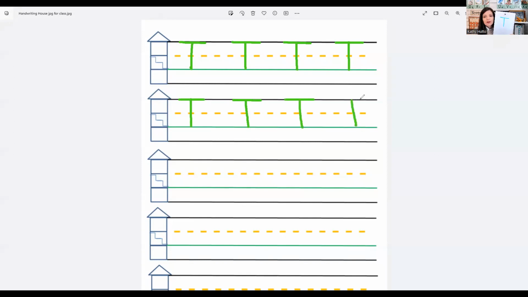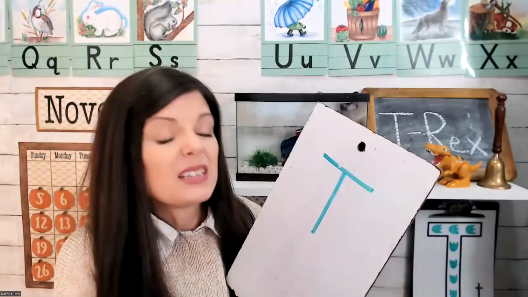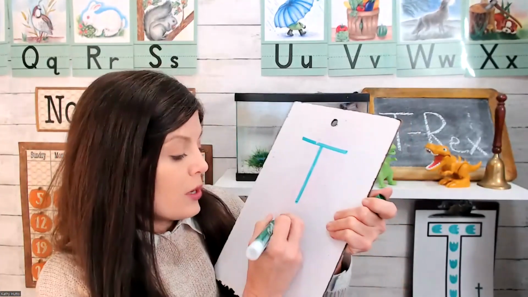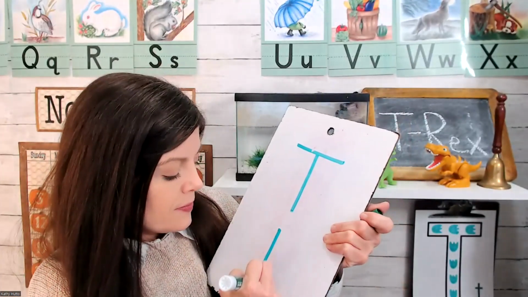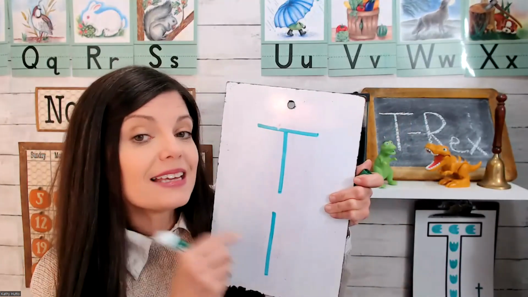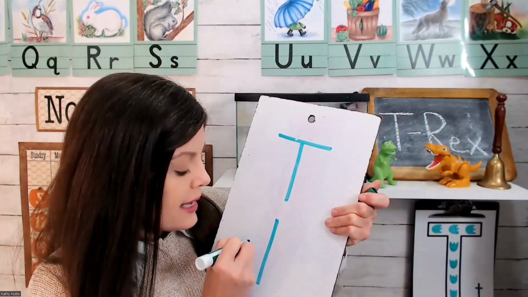Now, let me show you how to make the small letter T. It's almost the same. You're going to go down and across again, but this time you're going to go across in the middle.